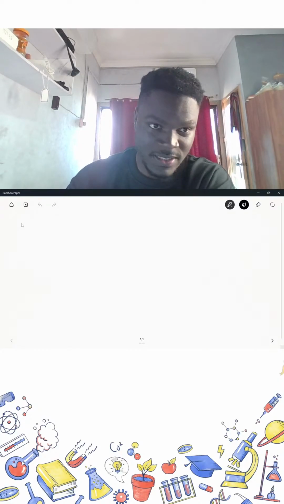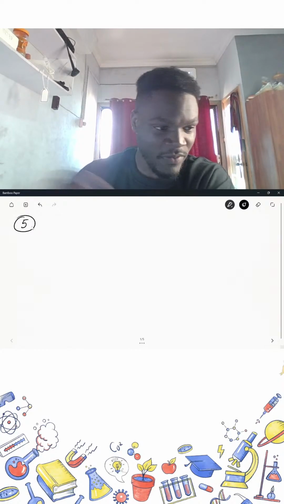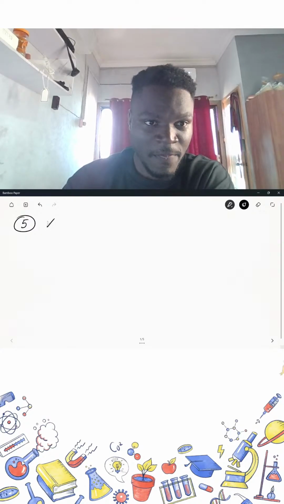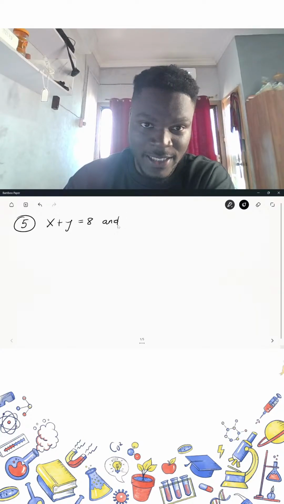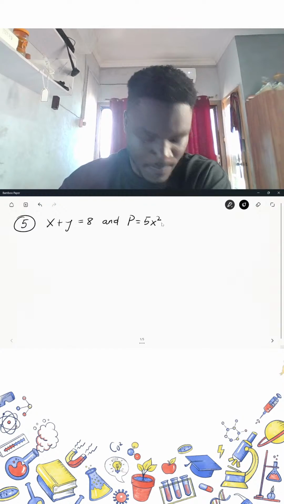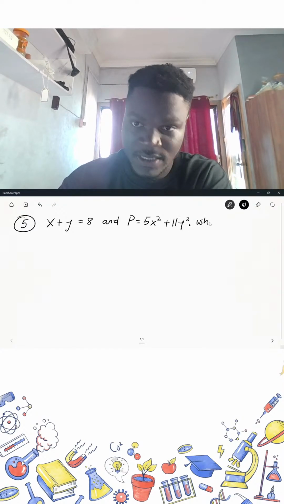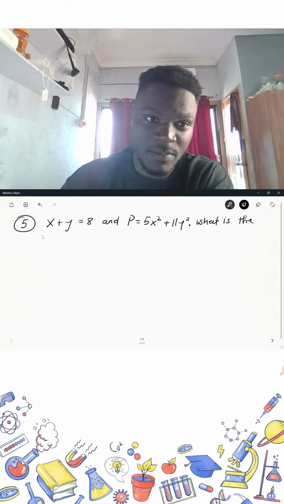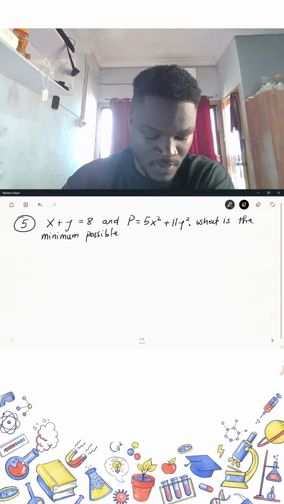I'll start with one of the questions that he has over here. This is question number 5 on his paper. We have x plus y is equal to 8, and p is equal to 5x squared plus 11y squared. The question is saying, what is the minimum possible value of p?